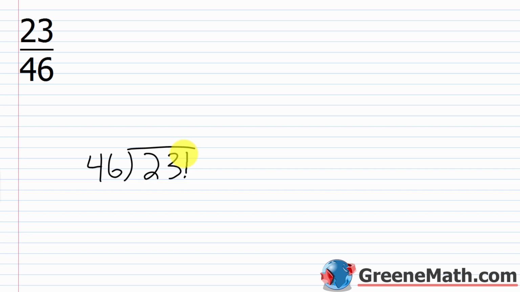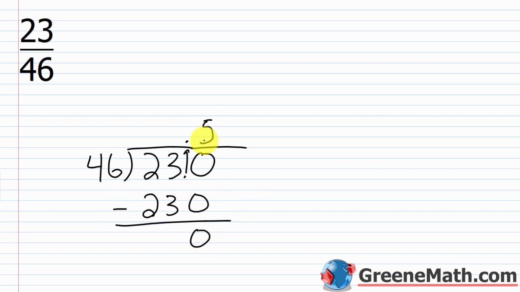But I'll put my decimal point here and bring it up into the answer. Put a 0 here. 46 is not going to go into 2. It's not going to go into 23. But it will go into 230 exactly 5 times. 5 times 46 is 230. Subtract and we get 0. So as a decimal, we would write this as 0.5.